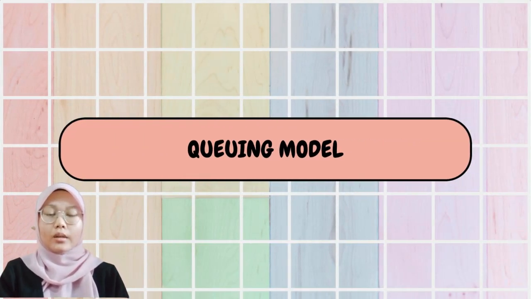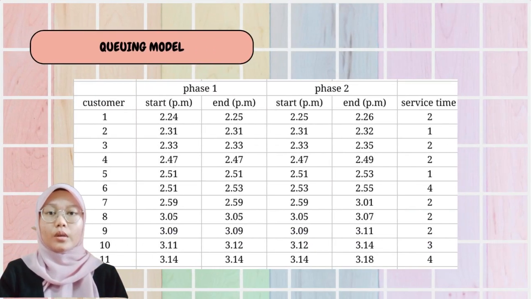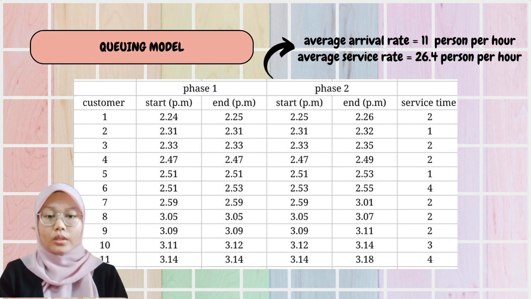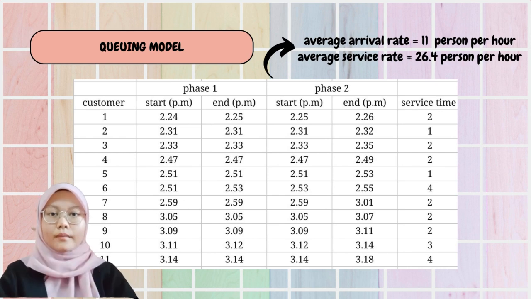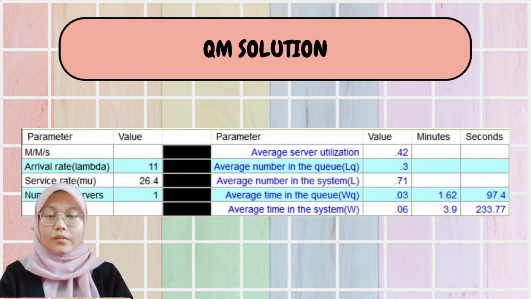This is the data we got from our observation for 1 hour at Full Block. The result for average arrival rate, which is lambda, is equal to 11 per hour. Meanwhile, the average service rate, which is mu, is equal to 26.4 per hour. This is the QM solution for our group project. For arrival rate, lambda is equal to 11. Service rate mu is 26.4, and lastly the number of servers is 1.